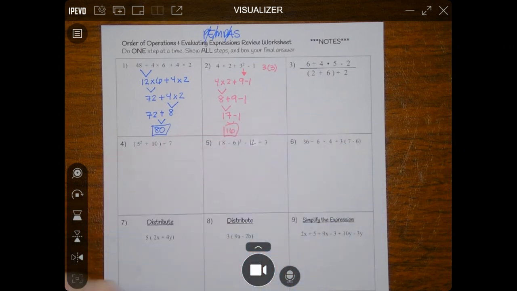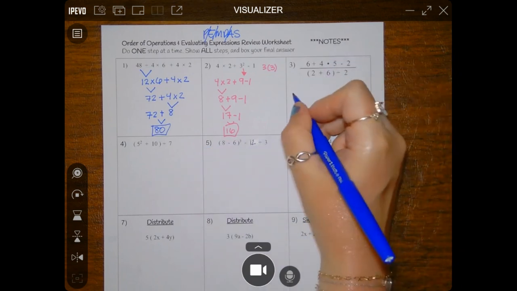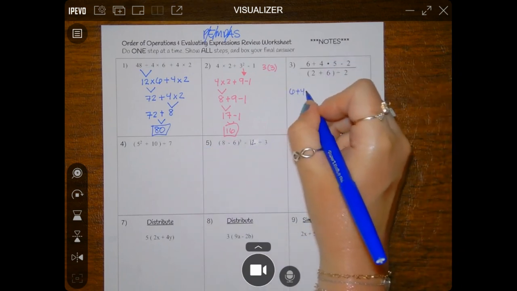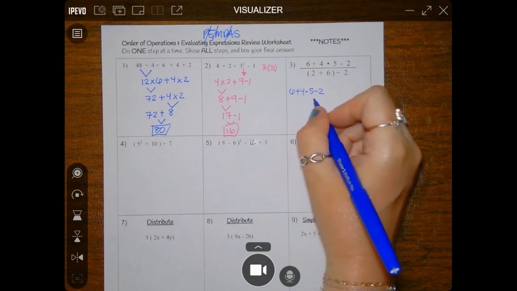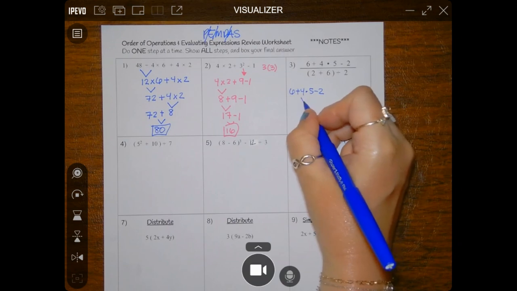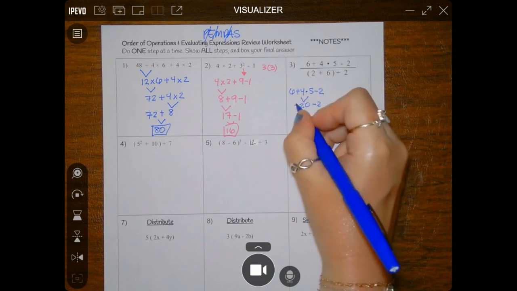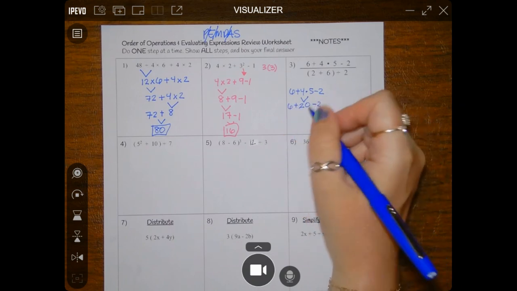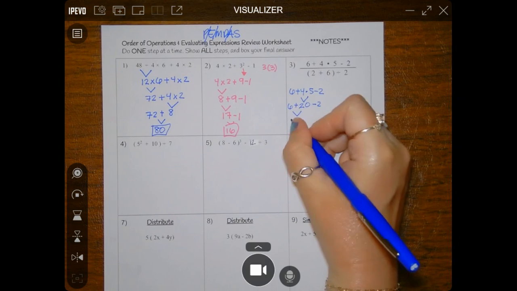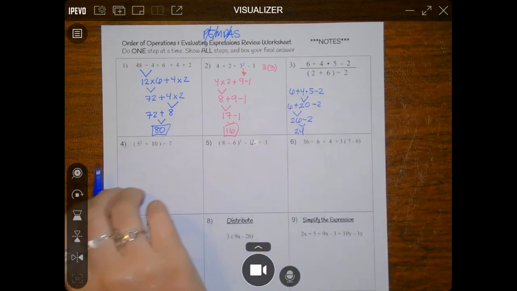Now for this one, I would treat the top separate from the bottom. So you have 6 plus 4 times 5 minus 2. So first of those, no parentheses, no exponents, but multiplication or division. 4 times 5 is 20. Bring down your minus 2 and plus 6. Okay, and then again, when deciding between adding or subtracting, you go from left to right. So that's 26 minus 2 is 24 for the top.